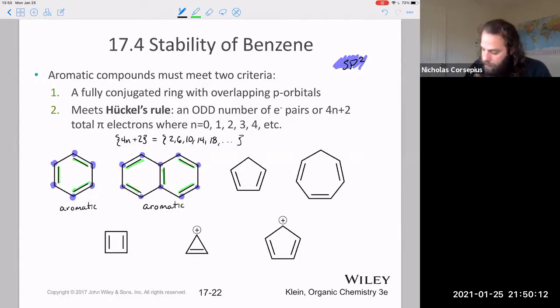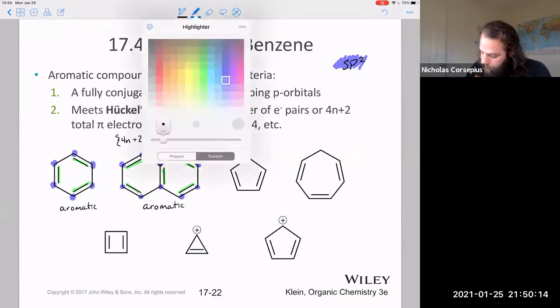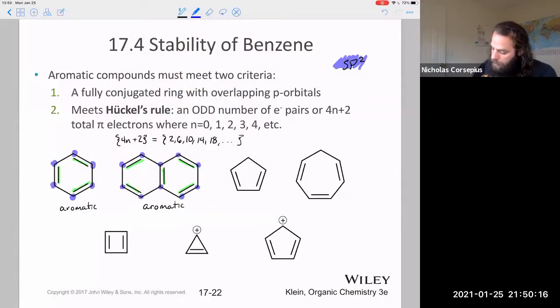All right, what about the next compound here? Here I have sp2 carbons, but notice that this guy here is going to be sp3 hybridized. So that means that I do not meet rule 1. What do we call it when we don't meet rule 1? This would be non-aromatic.